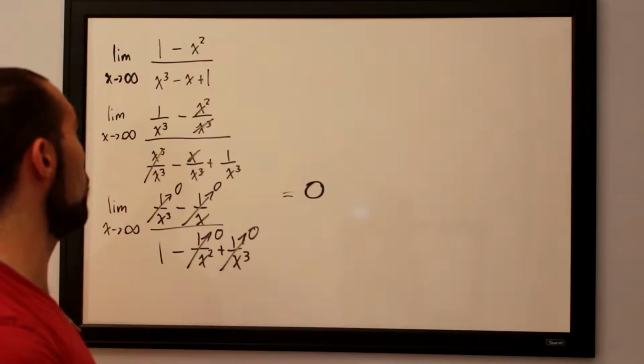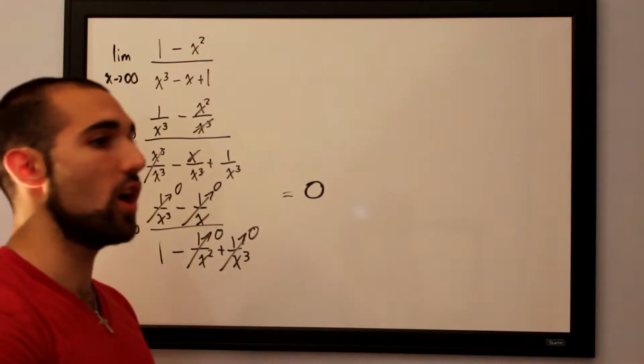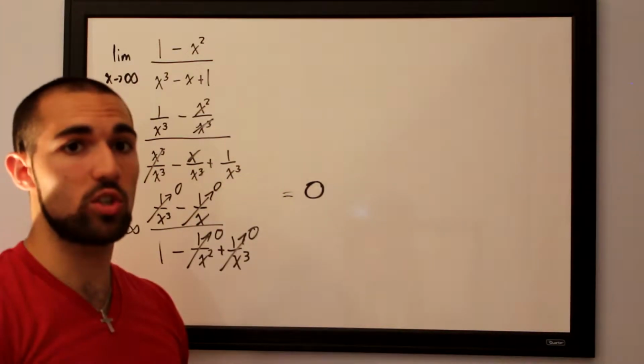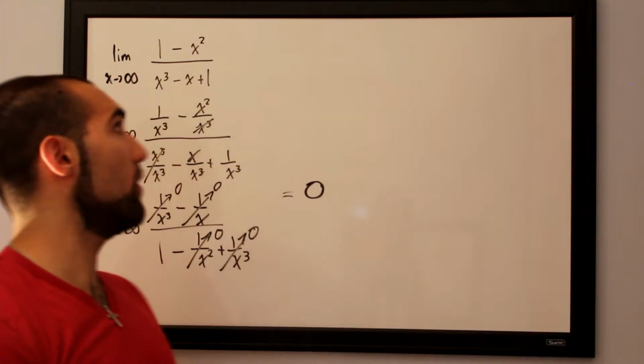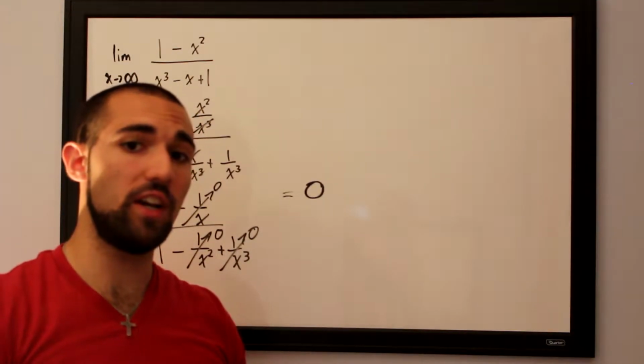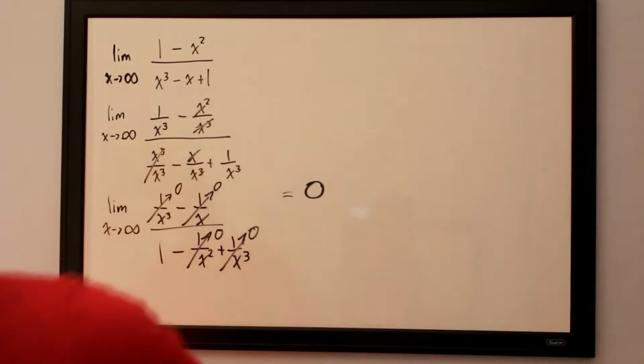And we can tell that right away simply by looking at the highest power in the numerator and the denominator. The denominator has an x to the third and the numerator has an x squared. And because of that, with the higher power in the denominator, we know that we're going to be dividing a constant by infinity. And because of that, we know that it's going to tend towards 0.